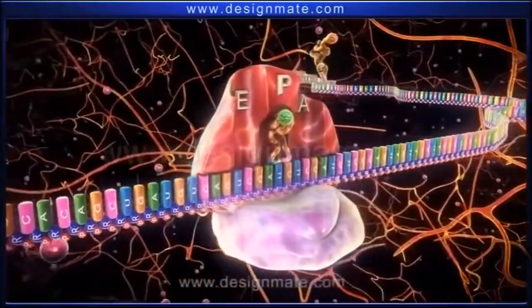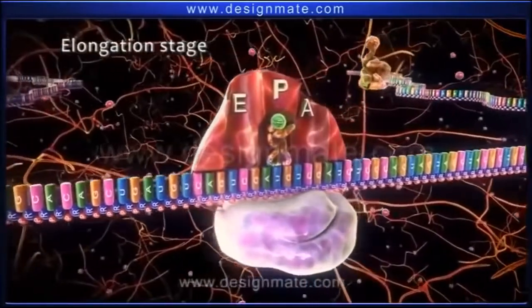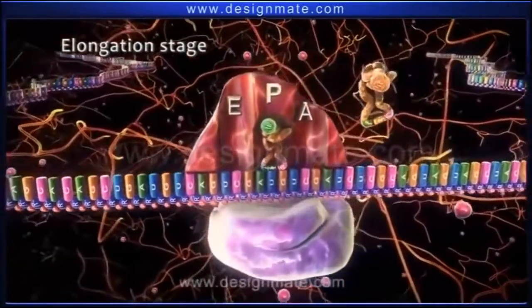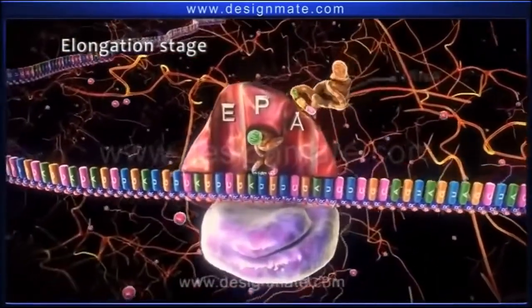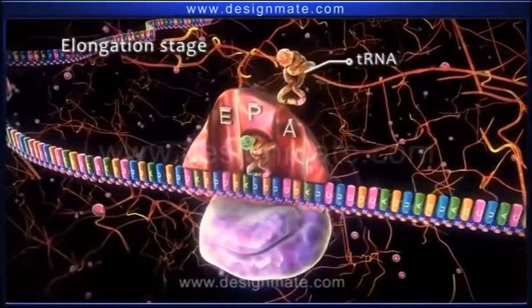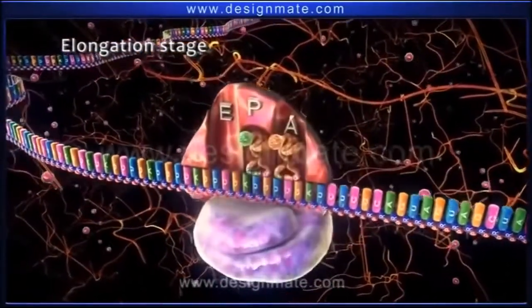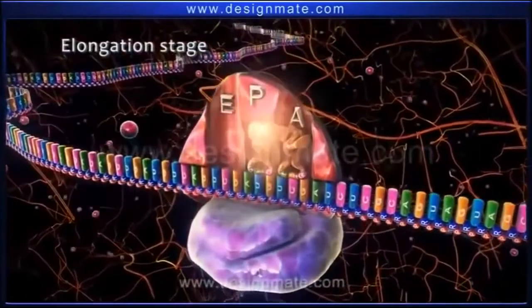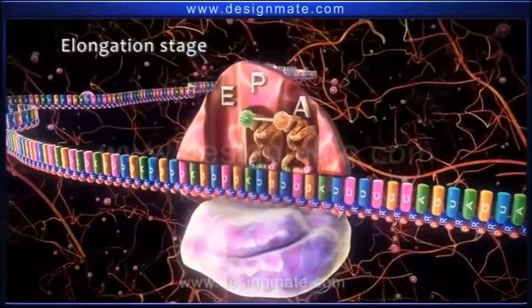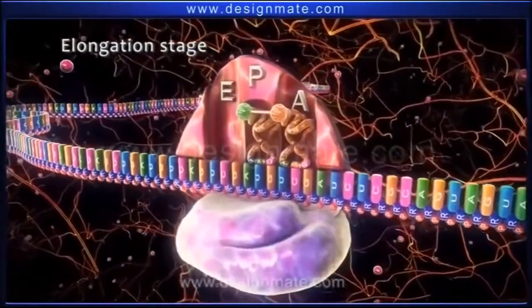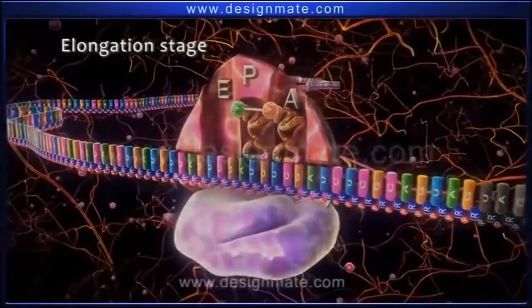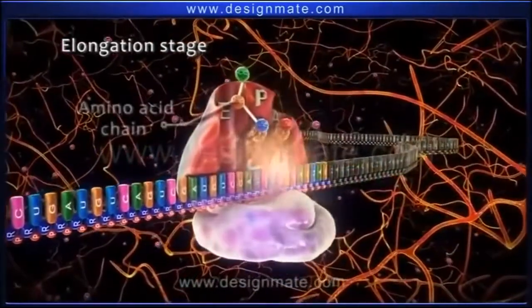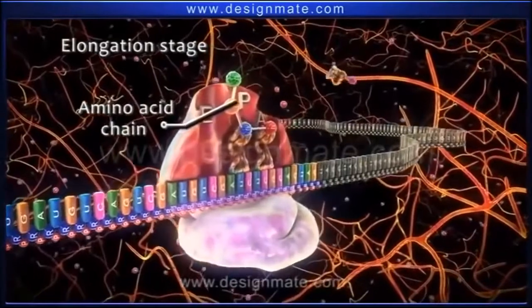The second stage is the elongation stage. In this stage, the incoming aminoacyl tRNA fits in the A site. Then a bond is formed between methionine and the amino acid molecule on the tRNA. The process is repeated until a chain of amino acid molecules is formed.